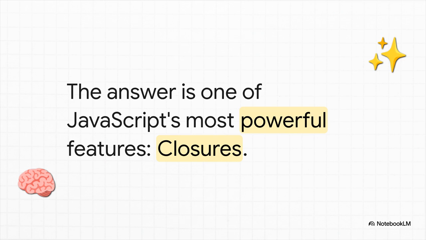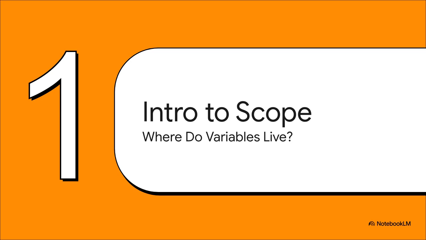And the answer to that puzzle is a feature called closures. It's not actually magic, but honestly, it feels a lot like it. A closure is what gives a function this incredible memory. But to really get how this superpower works, we first need to figure out where our variables even live in the first place. And that brings us to scope.